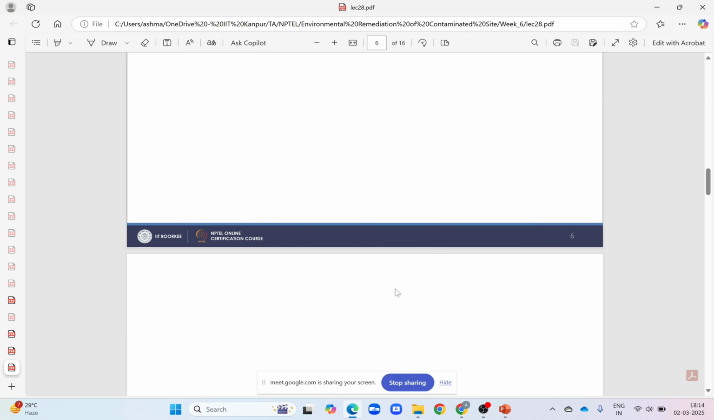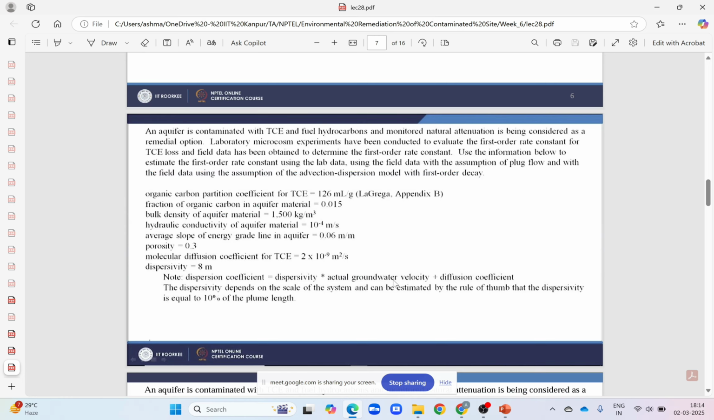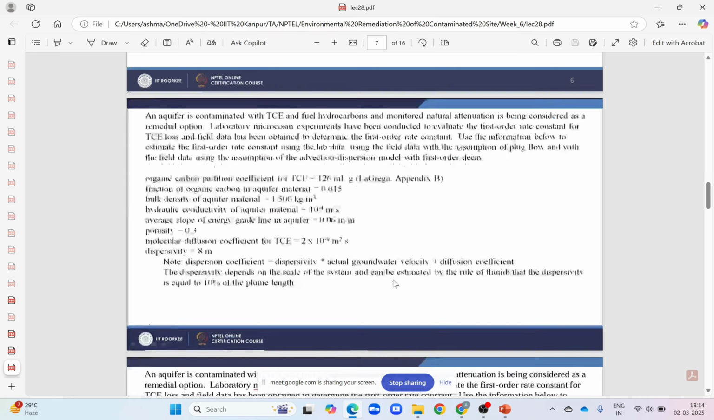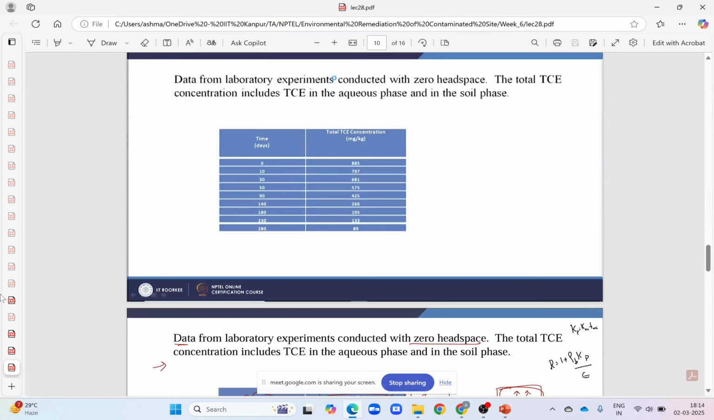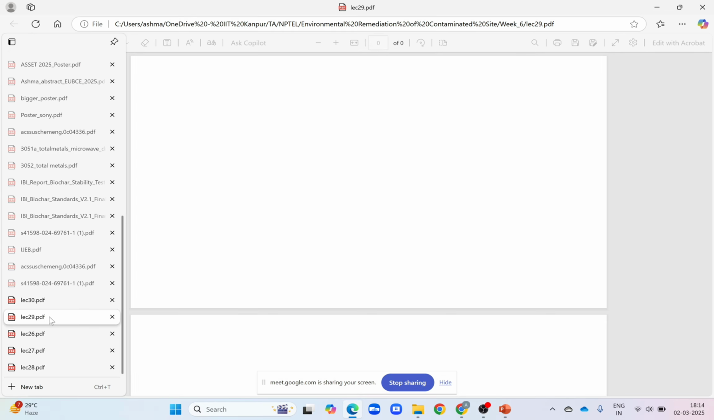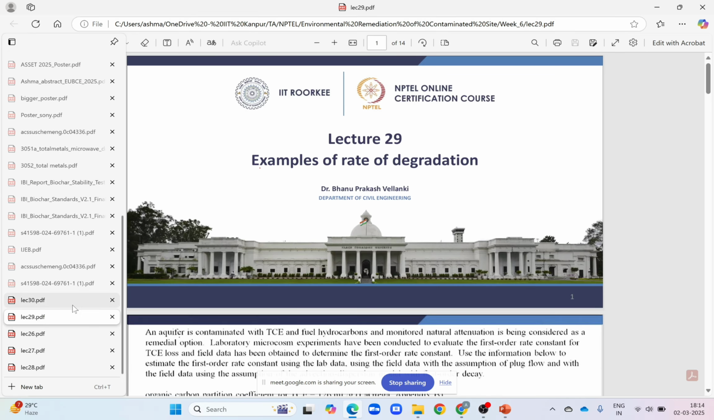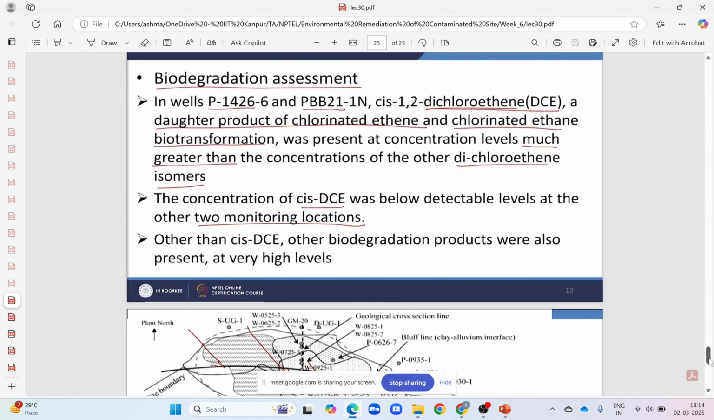So here it is also the continuation of that, and here a question was given based on these concepts, and we will solve similar questions in the assignment questions. So let's skip these also. Lectures 28 and 29, these two are based on the numerical which was there, and let's finally go to lecture 30.